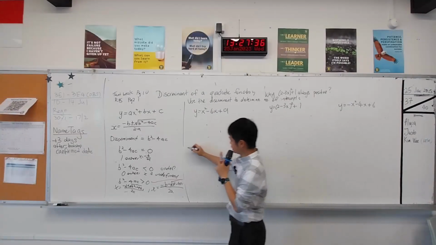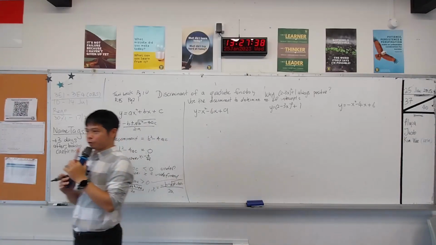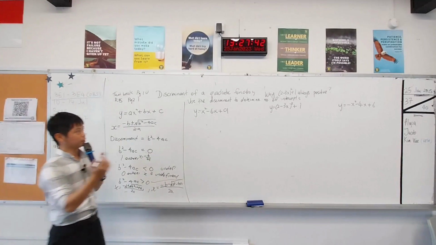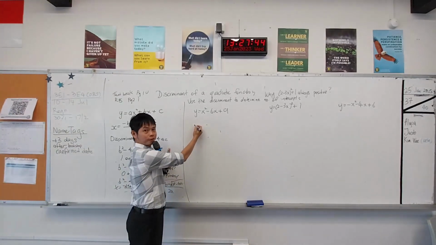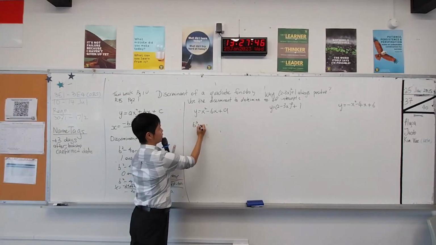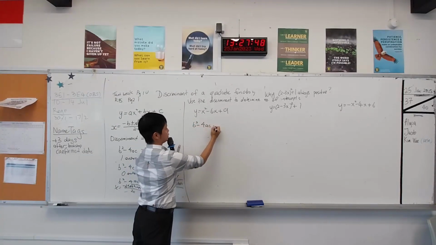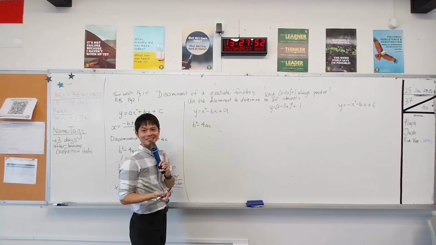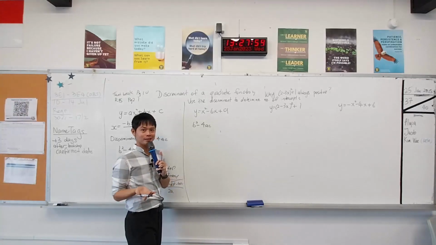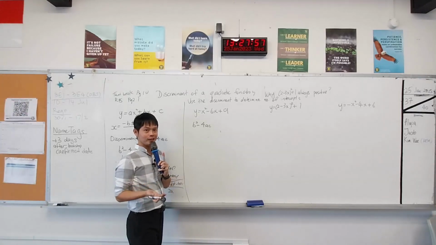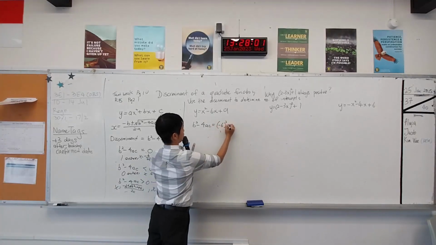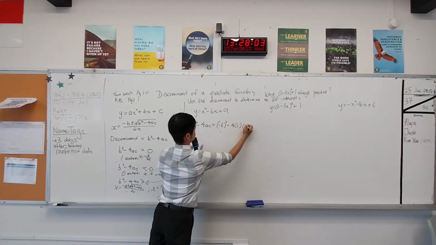Right, so we are now going to do this. I want to use the discriminant to determine the number of intercepts. I must first start with b squared minus 4ac. I don't know yet, I have to determine. So it's equal to negative 6 squared minus 4 times 1 times 9.